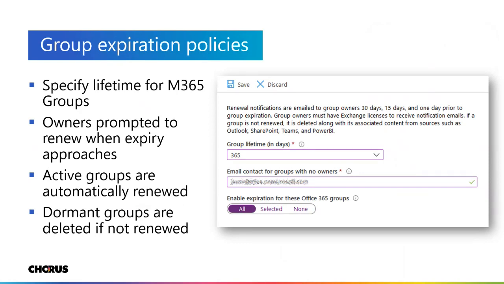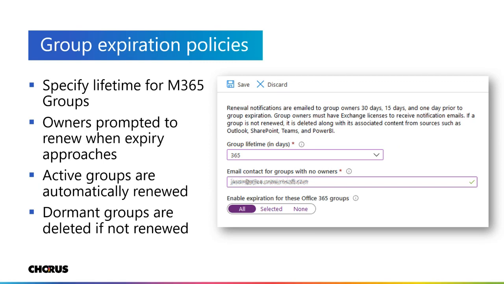And a good way of doing that is to look at group expiration policies. You remember I said at the start we manage teams by managing the underlying services. So this is a good example of that. You'll see a lot of these controls are actually controls on the underlying Microsoft 365 group rather than the team itself. So as administrators, as service owners, you can specify a default lifetime for Microsoft 365 groups.